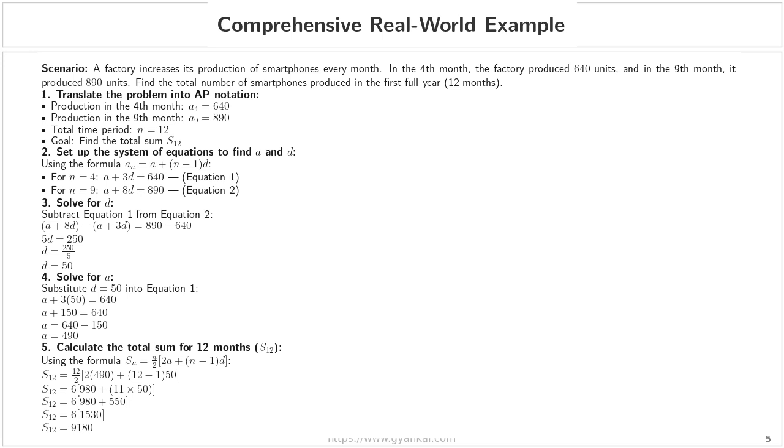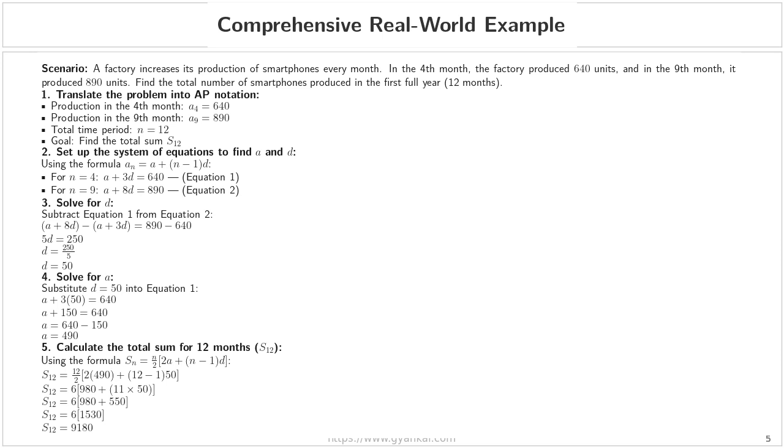We can now use the sum formula, which is S sub n equals n divided by 2, multiplied by the quantity 2a plus n minus 1, times d. Plugging in our values, we get S sub 12 equals 12 divided by 2, multiplied by the quantity 2 times 490, plus 12 minus 1, times 50.